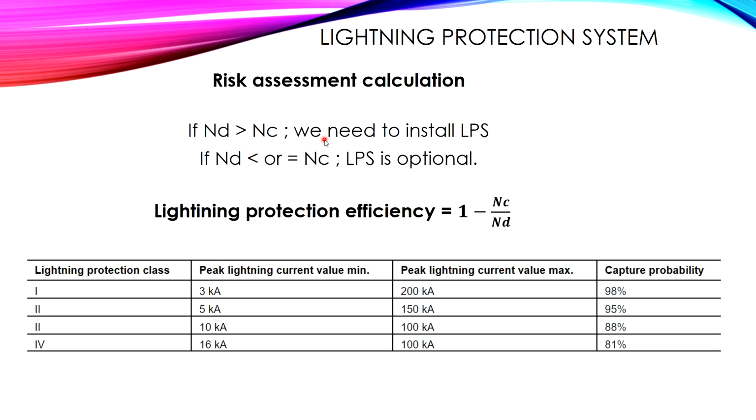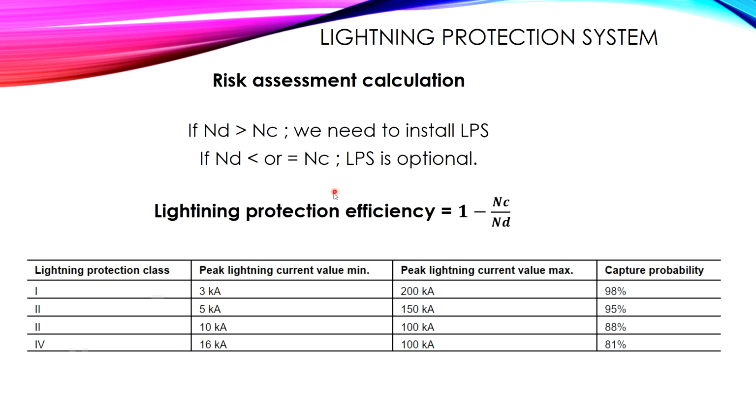Now we understand if we need a lightning protection system, what are we going to do? The risk assessment calculation. We are going to get the lightning protection efficiency, which is equal to 1 minus NC over ND. So what is NC and what's ND? We discussed that NC is the allowable number of strikes. ND is the expected number of strikes. Now by calculating this efficiency, we will be able to choose the lightning protection class. Is it the first class, second class, 3 or 4?